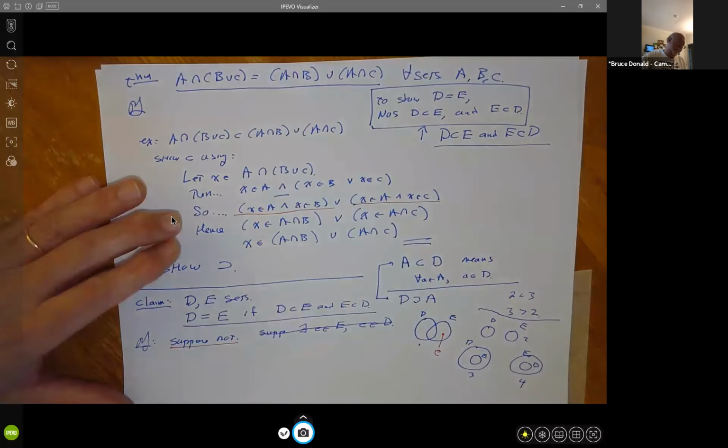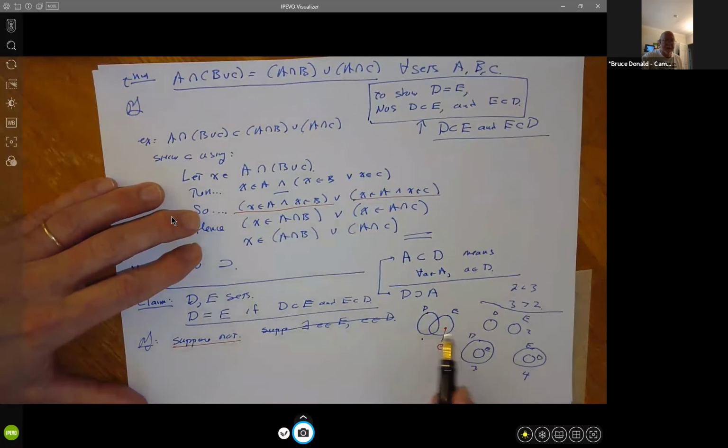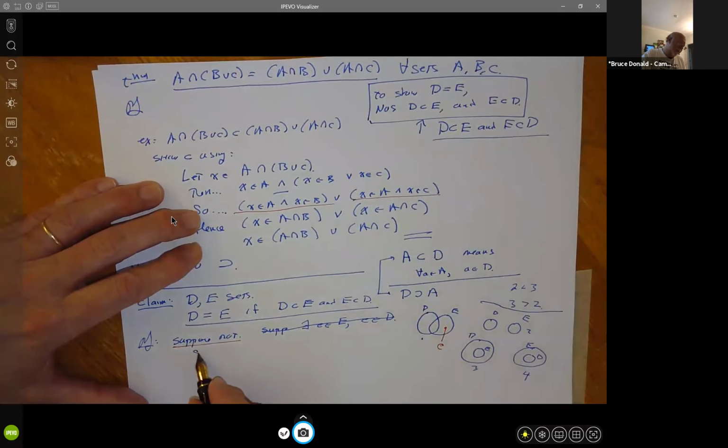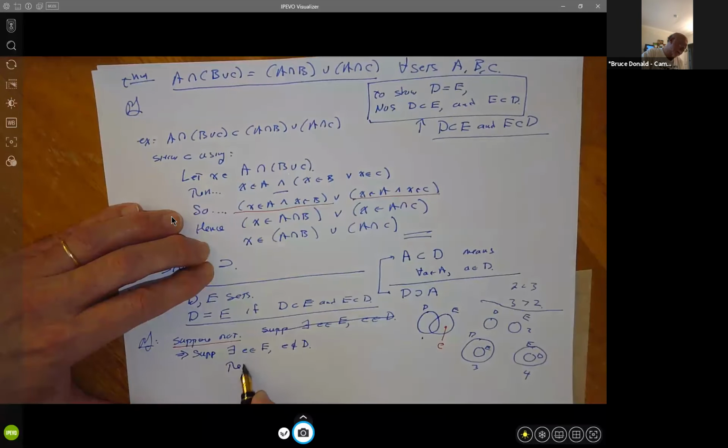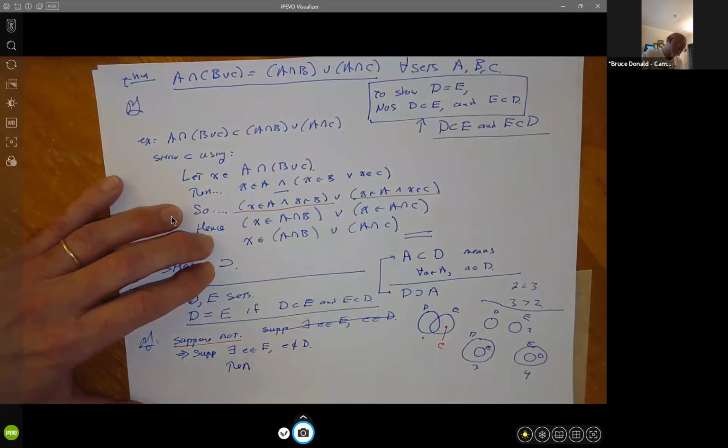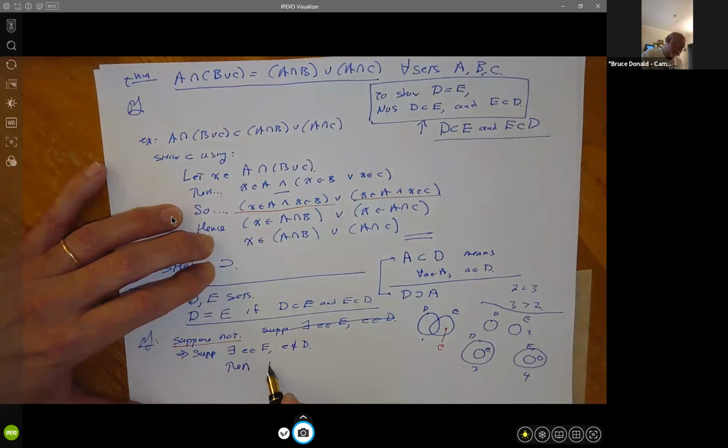And E is not in D. It's going to be symmetric, so I could also do it on this side too. So I could say, suppose that there exists some point E in E, but E is not in D. Let me ask you, are you comfortable with what I'm doing? Yes. Okay, good. So if that happens, then we have that E subset D is false, which is a contradiction.